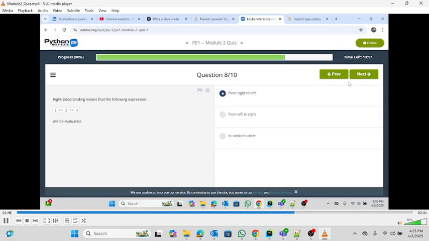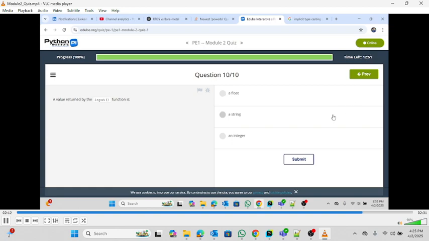Okay, yeah. And a keyword is a word that is most important in the whole program. It cannot be used as a function name, and it cannot be used as a variable name. So we have to select the two answers: it cannot be used as a function name and cannot be used as a variable name. Okay. The value returned by input is a string.